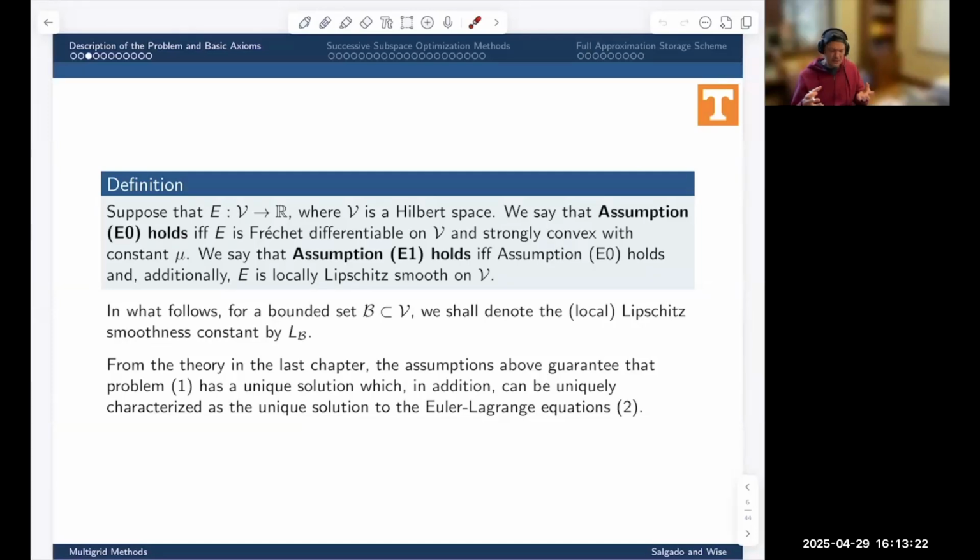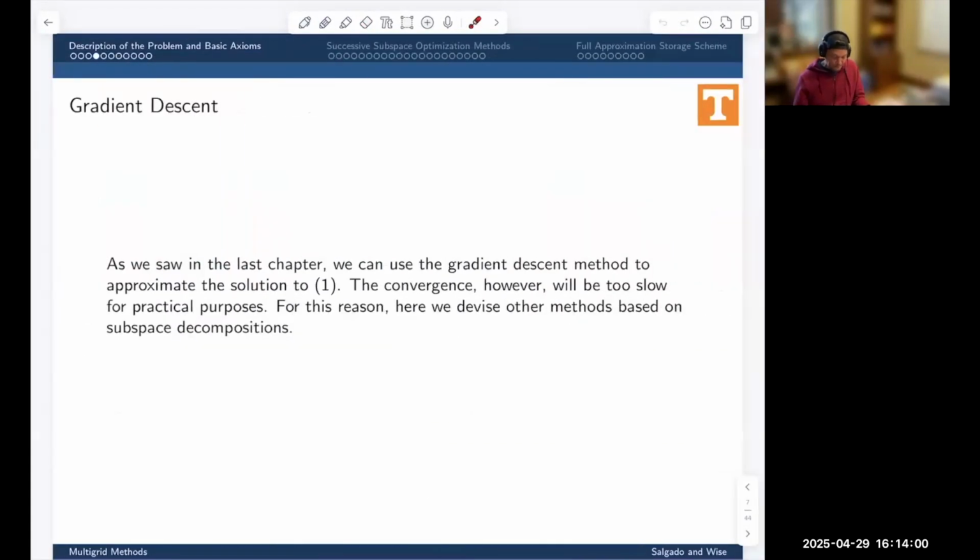Now, when I say that it's locally Lipschitz smooth, that means that the derivative is locally Lipschitz continuous, and that means that there's a Lipschitz constant associated with every bounded set that you encounter. And so the typical thing that we will do, unless it's expressed otherwise, if we're on some bounded set B, then we're going to say that the Lipschitz smoothness constant associated with that set is going to be just L sub B. Okay, and I think I mentioned that last time.